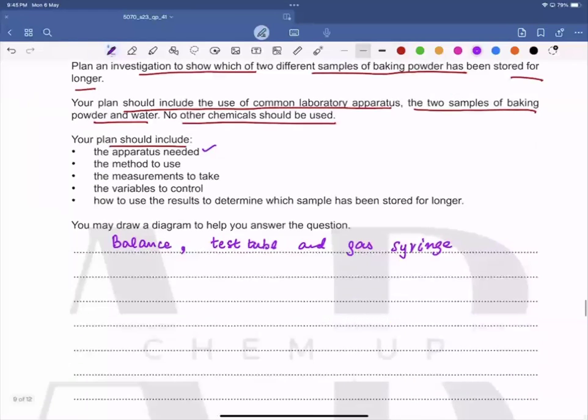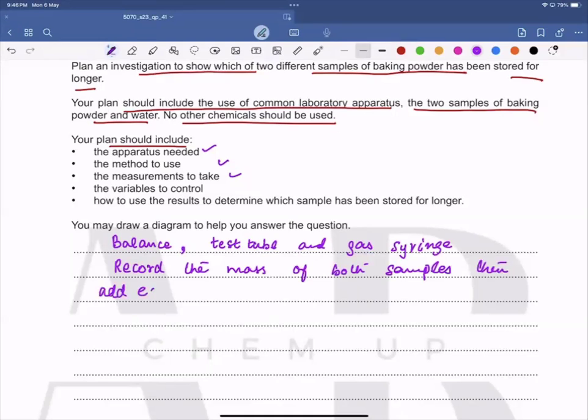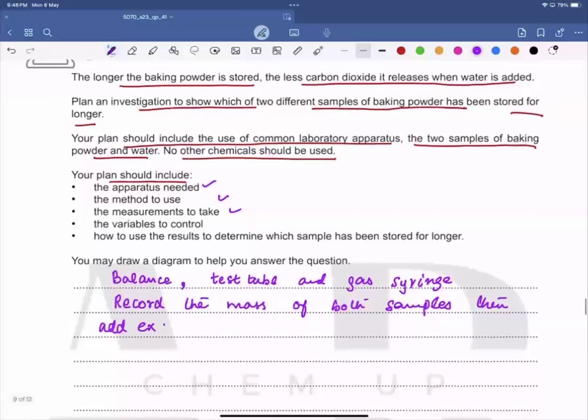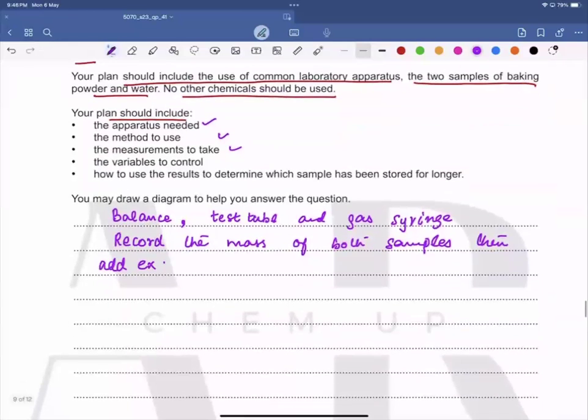Now we have to explain how we do it, and the measurements to take. So we are going to explain both the things. Record the mass of both samples. Then add excess water as they have shown. On adding water, carbon dioxide is released.